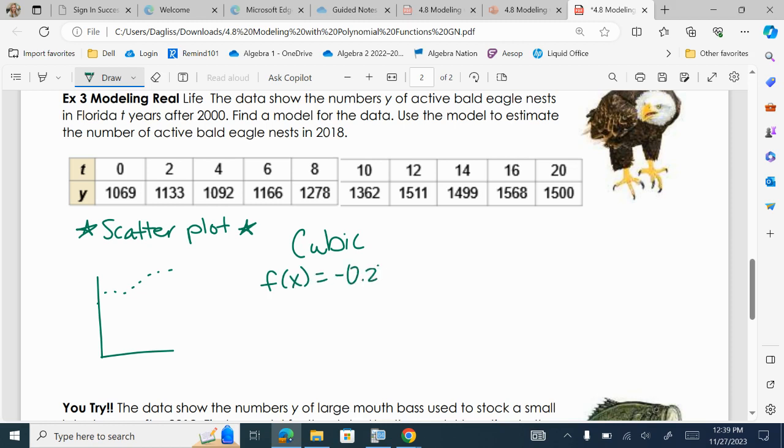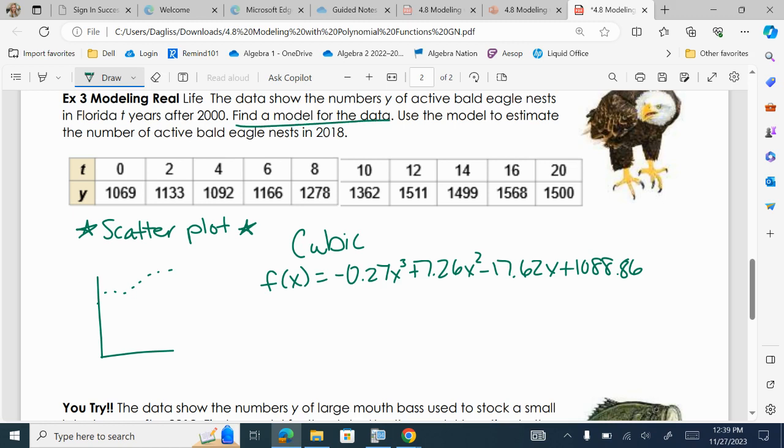Negative 0.27x cubed plus 7.26x squared minus 17.62x plus 1088.86. There we go. So that was, it said find a model. I did it. That's the model.